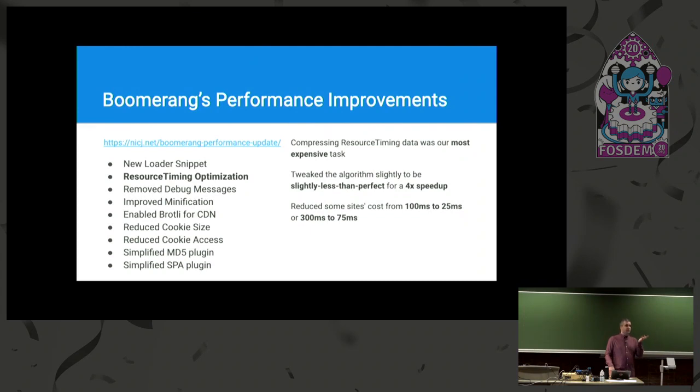The other big area that I pointed out was we were doing a lot of work during the onload event. This is when we're capturing all the performance data on the page. We're compressing it, putting it on the beacon, and sending it back out to our backend. Unfortunately, this is also one of the most expensive things that we did.